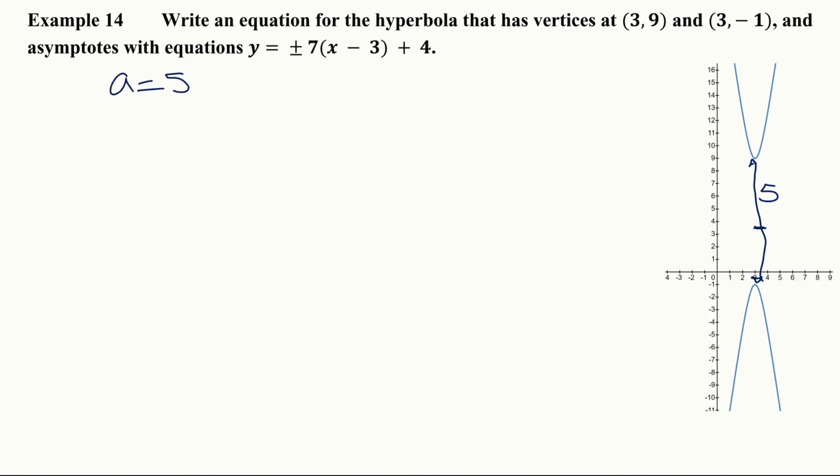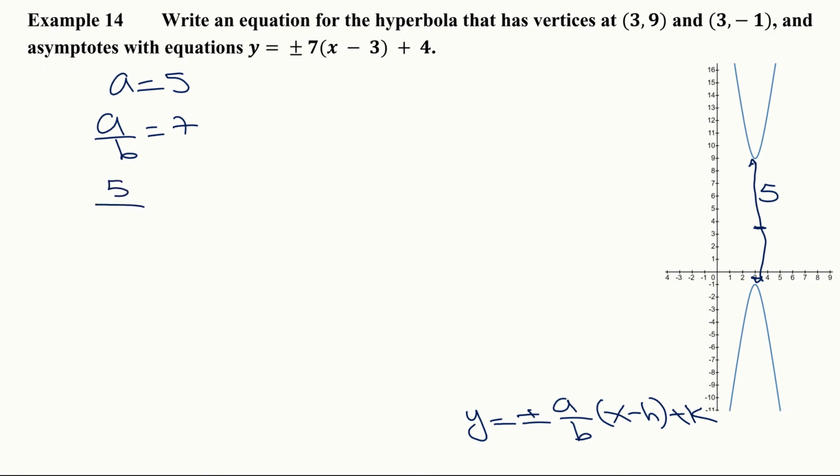And we know that this equation here is of the form y equals plus or minus a over b times (x minus h) plus k. So the slope here is a over b. So that means a over b equals 7. I know what a is. a is 5. So 5 over b equals 7. So 7b equals 5. So b equals 5 over 7.